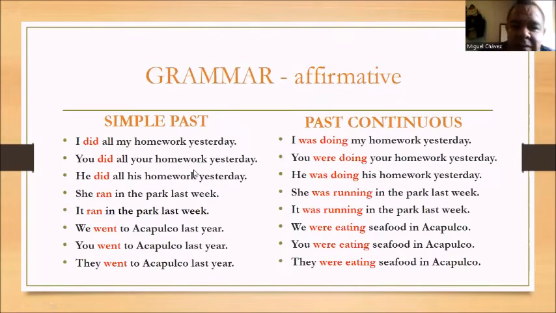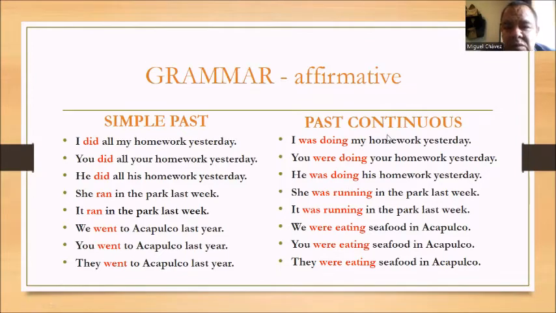Let's start then with the grammar. In affirmative, the simple past uses the past form of the verb after the subject. We use the same form of the verb, if it is regular or irregular, with all the persons. I did, you did, he did, she did, etc. I ran, you ran, it ran, he ran, okay? We went, you went, they went, okay? As we can see, we don't change the form of the verb. We use the same form for all persons.